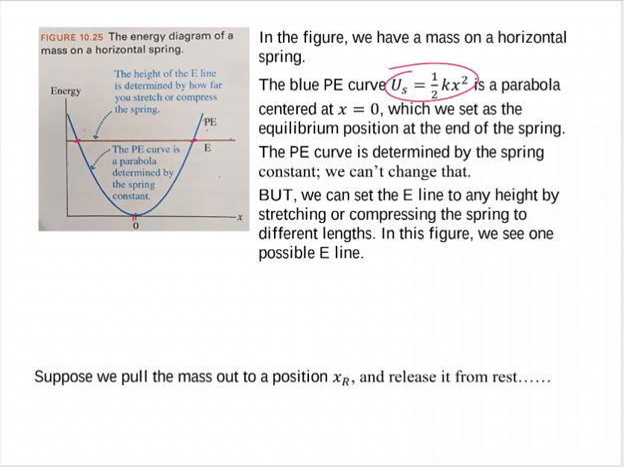So suppose we pull the mass out to a position x sub r and release it from rest. That's what I'm talking about: we just change the initial position that we pull it out to, and that will change the energy line, right? So here, at some point we let it go, and maybe we take a picture, we stop the motion somewhere along the way, and the mass is sitting right here at that point.